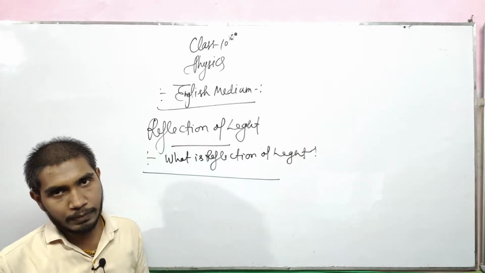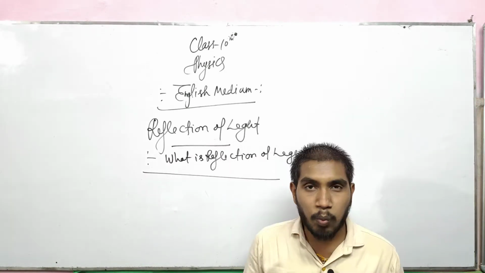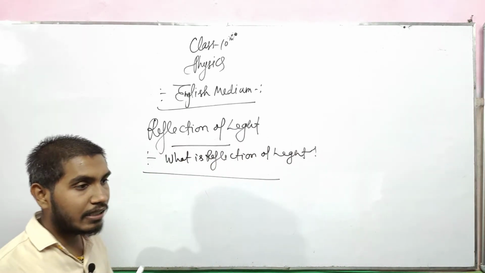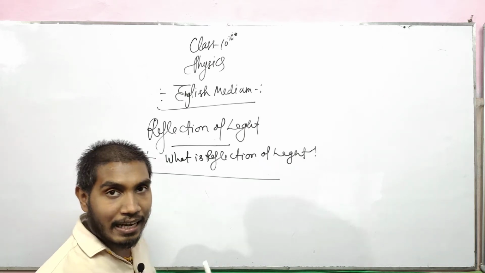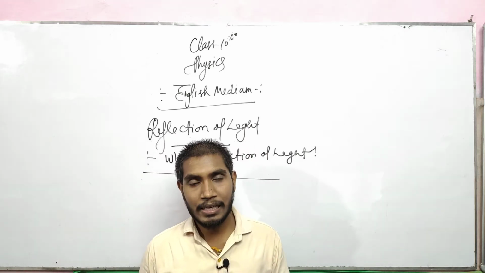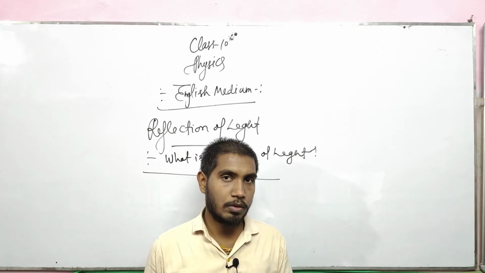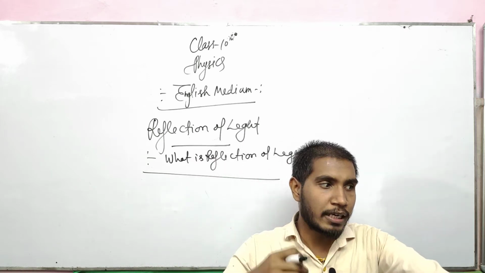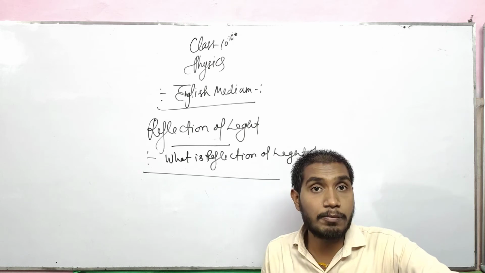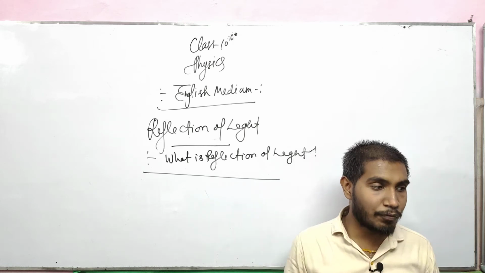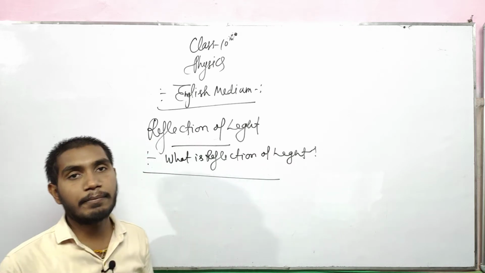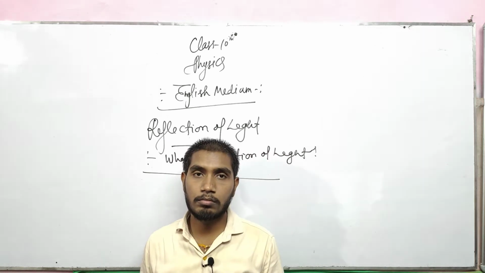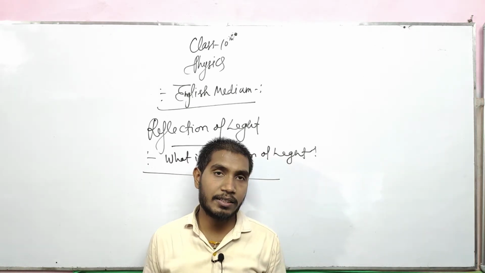Now please see, when a ray of light traveling through a certain medium strikes on an opaque but a smooth and polished surface such as a mirror, it bounces off the surface into the same medium but in another direction. This phenomenon is called reflection of light.